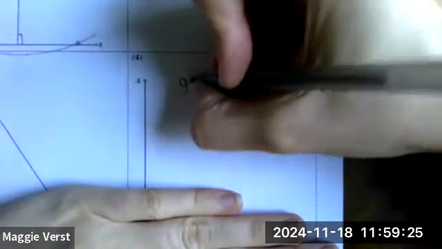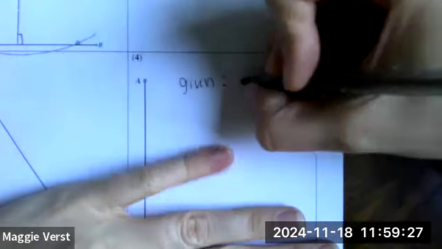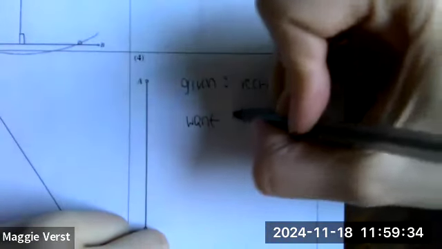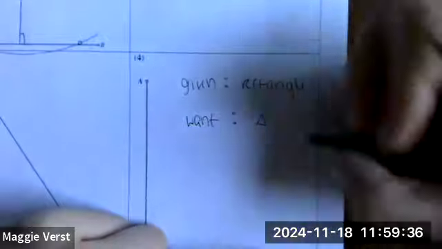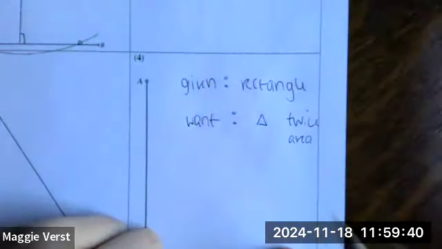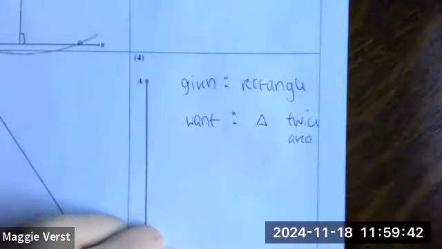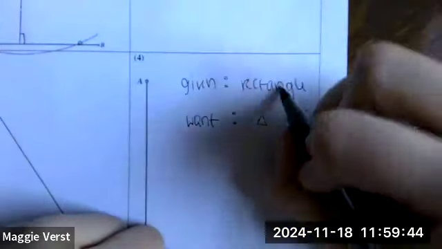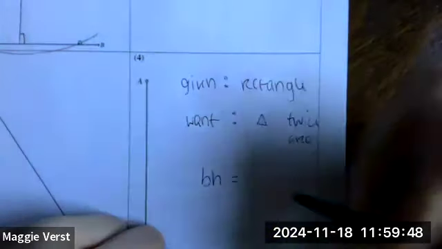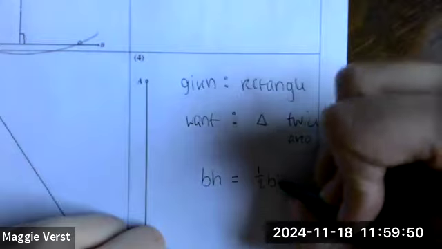So let's say the given is a rectangle, and you want a triangle with twice the area. The first thing you want to do is just think about the formulas as normal. If you're given a rectangle, we know the rectangle is equal to base times height, and I want the triangle, so I start there. I have 1/2 times base times height here.